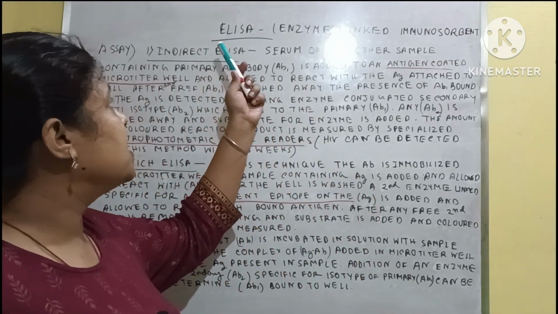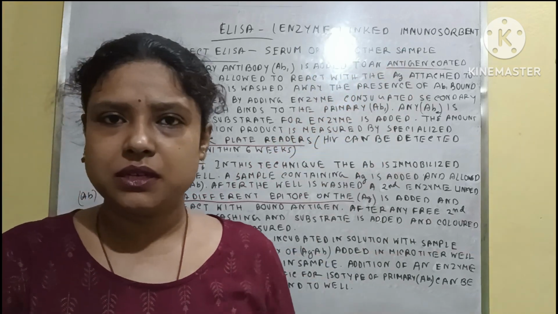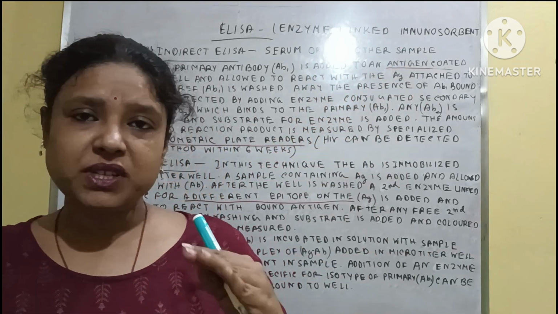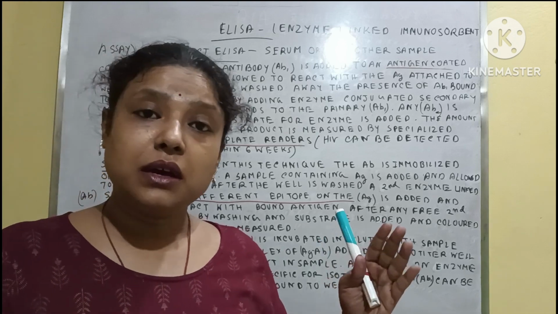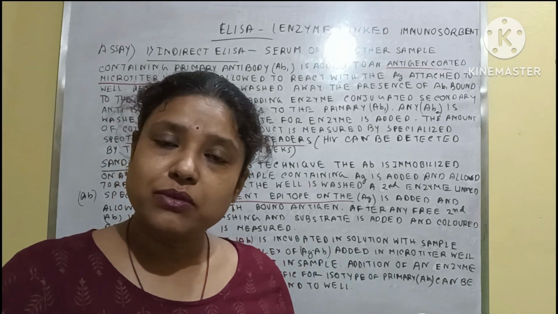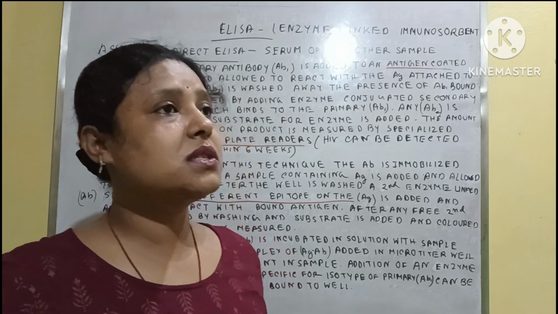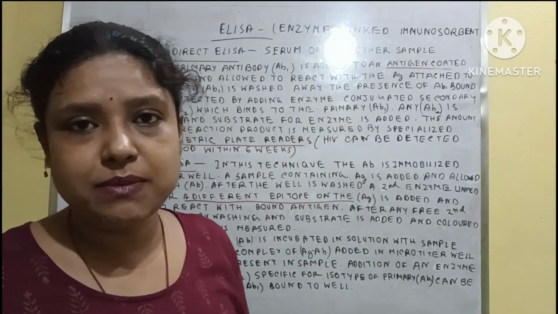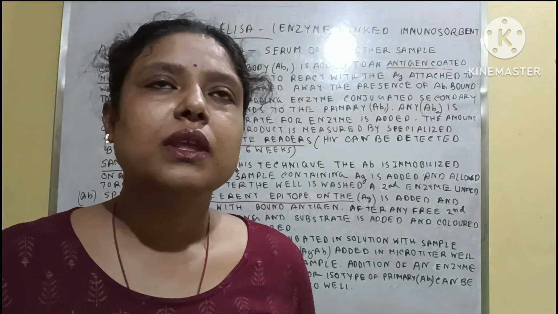Obviously, today's topic is ELISA, or enzyme linked immunosorbent assay. In my previous video, I already explained RIA, or radioimmunoassay, so you should check out that one. Here I try to describe three types of ELISA with a rough diagram.